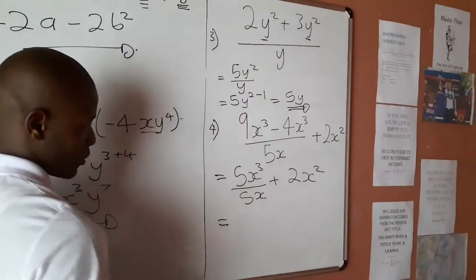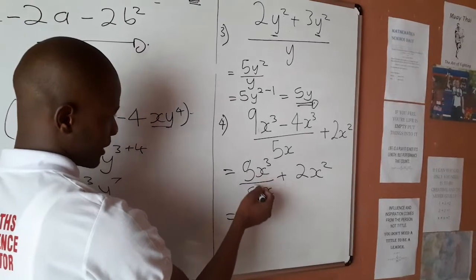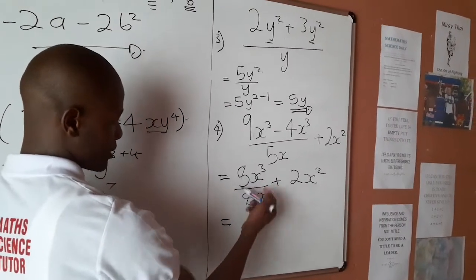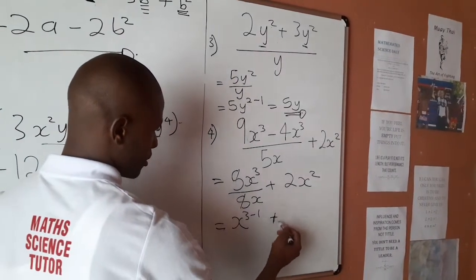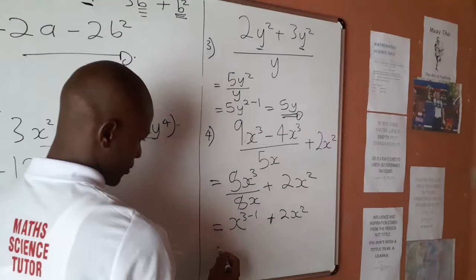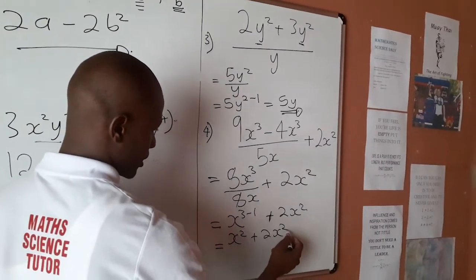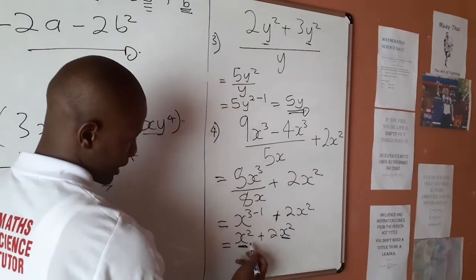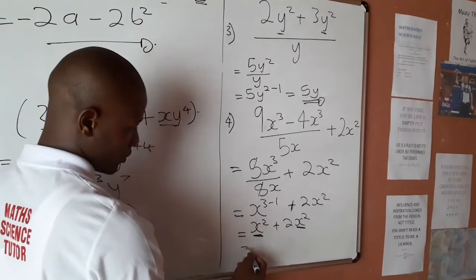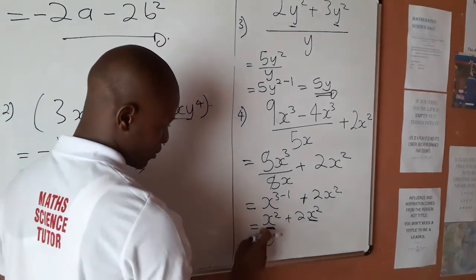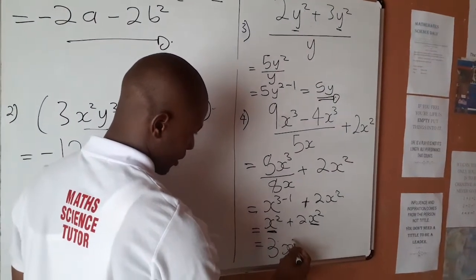So now, when we're dividing, 5 divided by 5 is 1, 5 cancels 5. Dividing same base, it's going to be x to the power 3 minus 1 plus 2x squared, which is x squared plus 2x squared. The bases are the same, exponents are the same, like terms, and the signs are the same. Therefore we add: 1 plus 2 is 3x to the power 2.